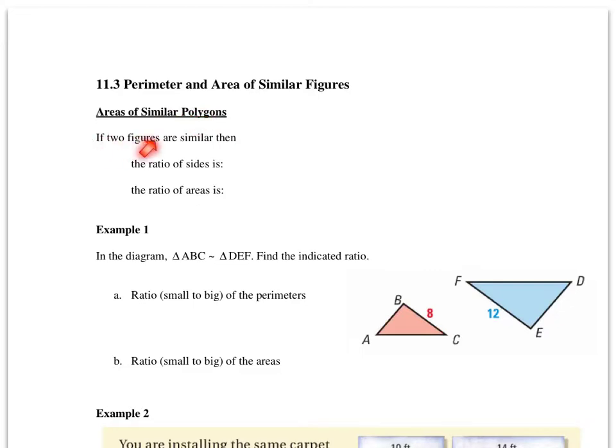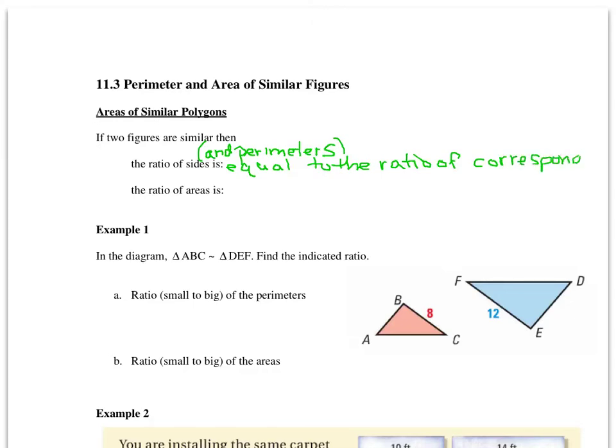If two figures are similar, then we know a couple of things about the ratio of sides and the ratio of their areas. We know that the ratio of sides, and really I should add here, perimeters, is equal to the ratio of corresponding side lengths.